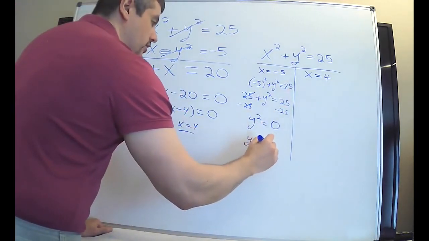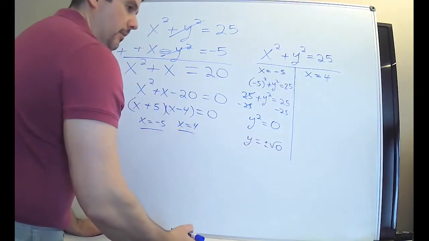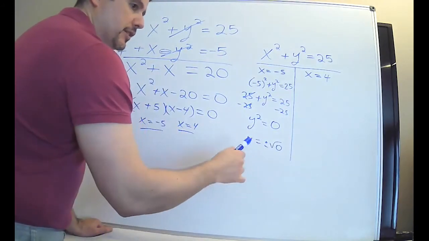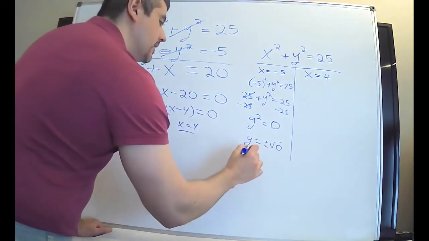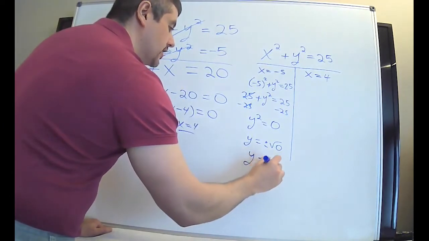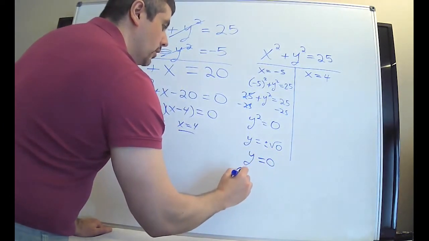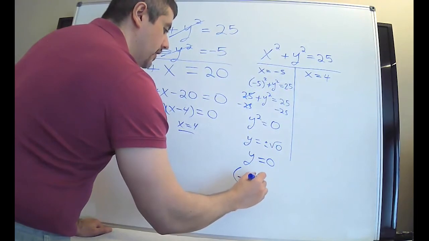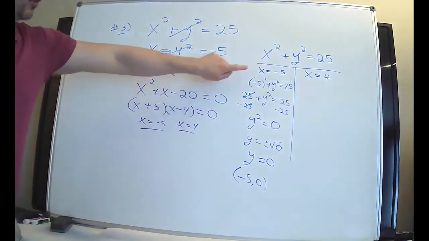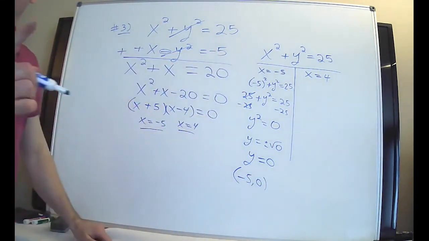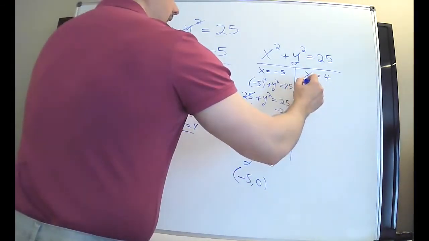When you do the square root of 0, 0 is not positive or negative. It's both. And it's neither. You get 0. So you only get one answer there. You get -5, 0. When x was -5, y must be 0. One easy peasy solution. Yay!